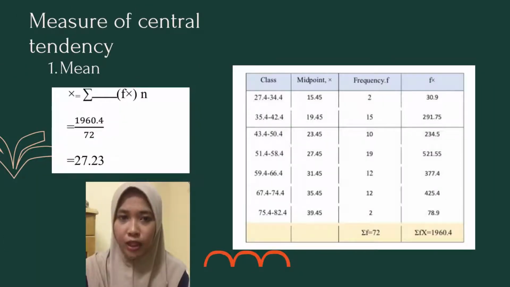For the mean formula, we use x bar equals summation fx divided by n. So mean equals 1960.4 divided by 72 equals, the answer is 27.23. So the mean of the age group in Kelantan was 27.23.